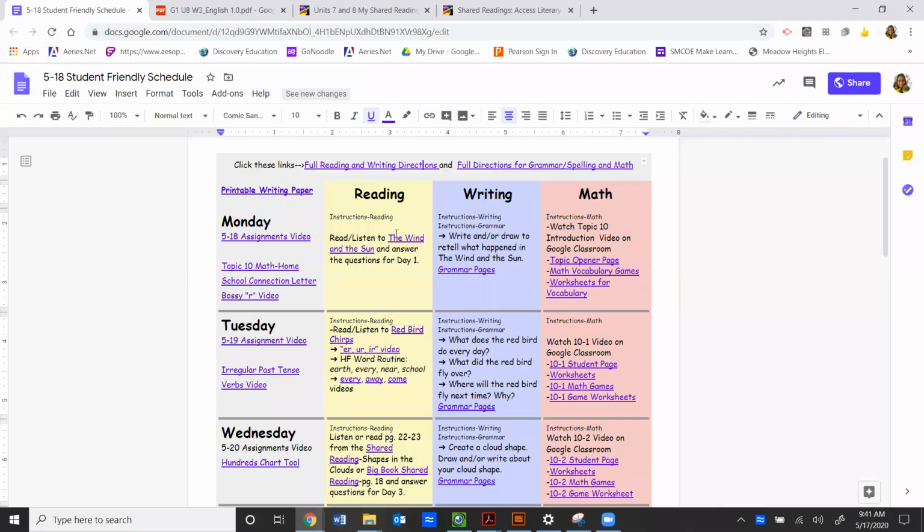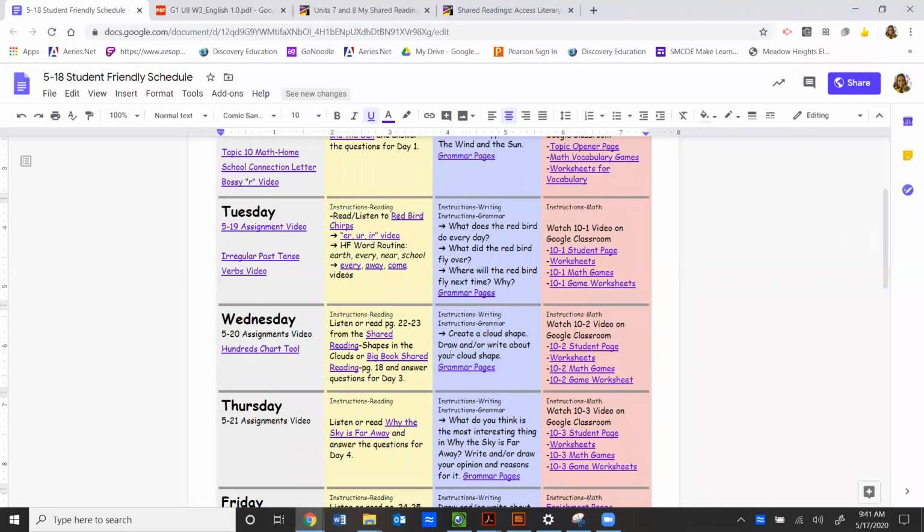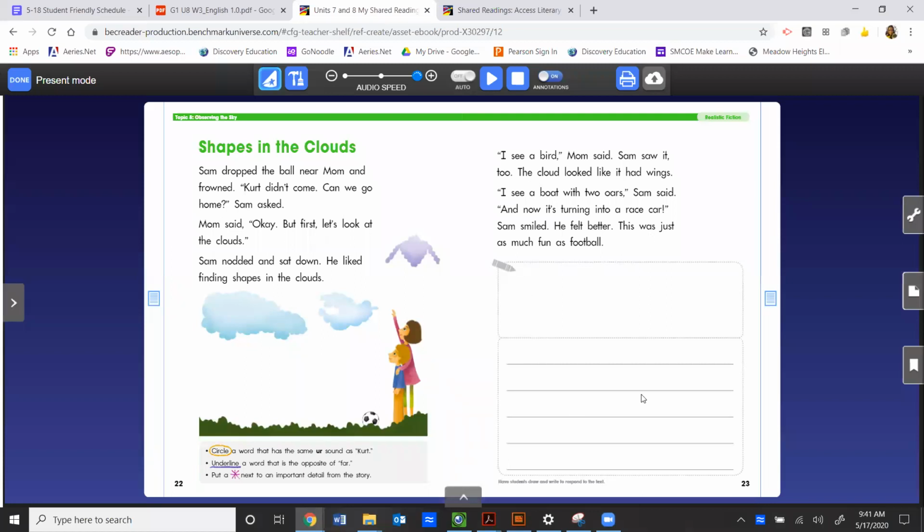Let's talk about writing. So for writing, you are going to create a cloud shape, draw and or write about your cloud shape. If you want to do that inside of your shared reading book here, this would be an excellent place to do it. If you don't want to write about it, maybe you can label your picture.